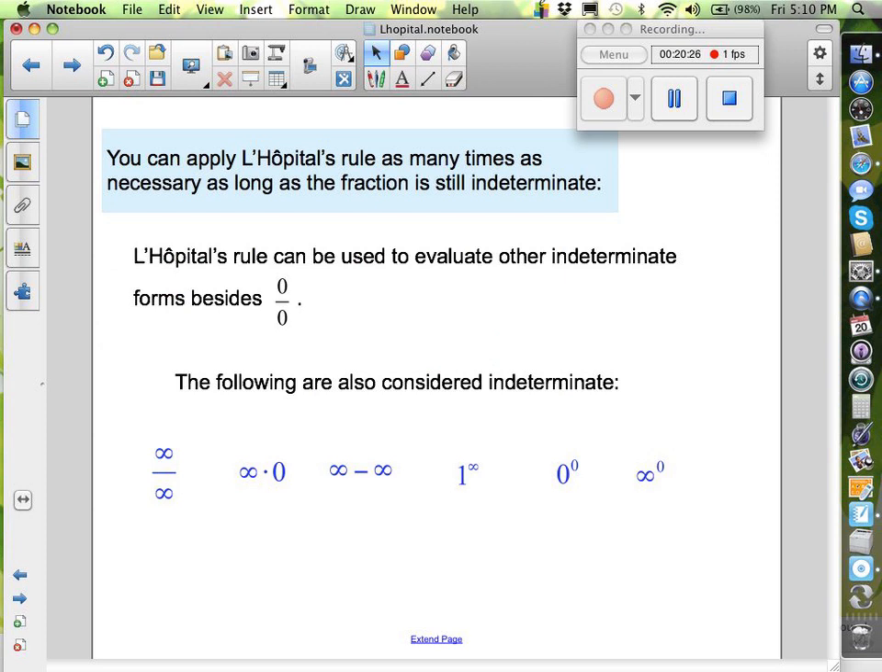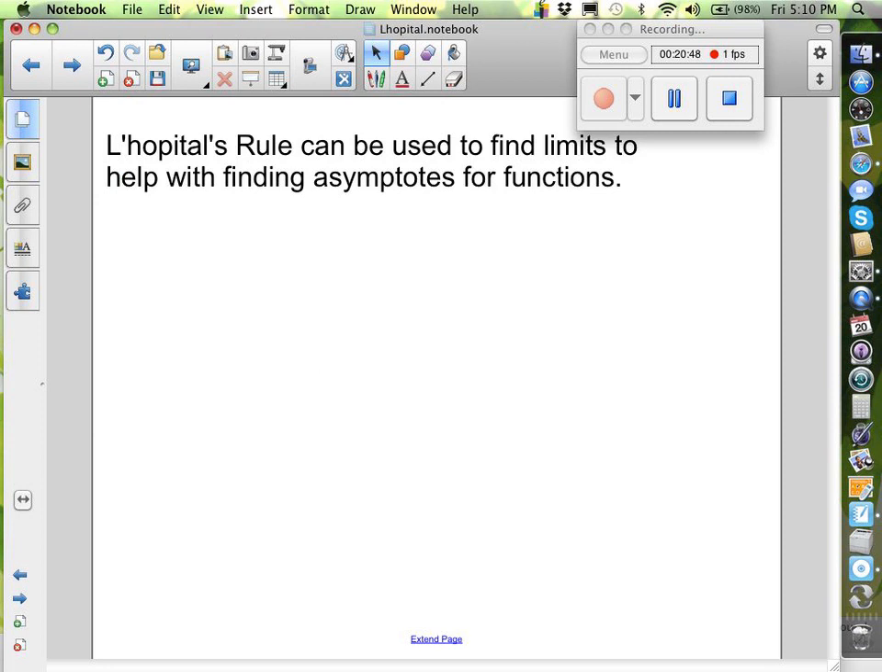Okay? All of these listed below there are other indeterminate forms. Infinity minus infinity is not 0. What is it? I don't know. 1 to the infinity power. All of these are ones that are indeterminate. You can use L'Hopital's rule, and L'Hopital's rule is really easy to work with. L'Hopital's rule can also be used to find limits to help with finding asymptotes for functions. So if you're doing curve sketching to find your horizontal asymptote, you can also use L'Hopital's rule.